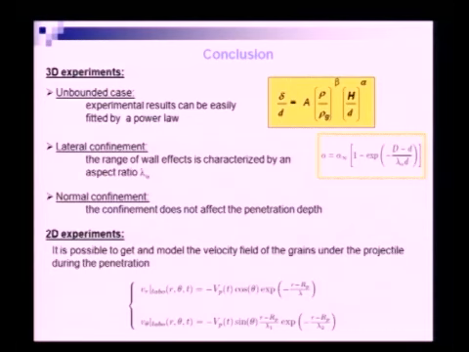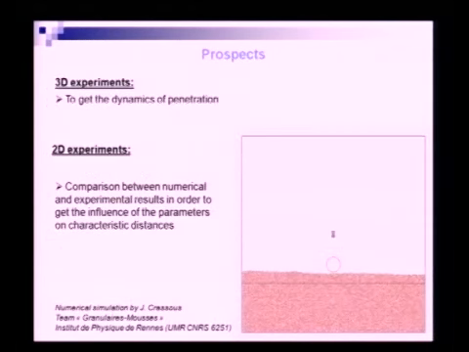So now I'm going to conclude. In this talk, we see that in 3D experiments, in the unbounded case, the penetration depth can be expressed like this. The lateral confinement has an effect on the penetration depth of that form, an exponential behavior. And the normal confinement does not affect the penetration depth. Then, in 2D experiments, it is possible to get and model the velocity field of the grains under the projectile during the penetration with that form.